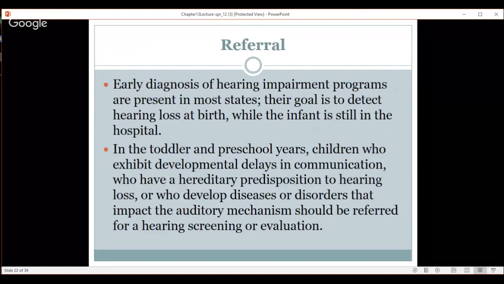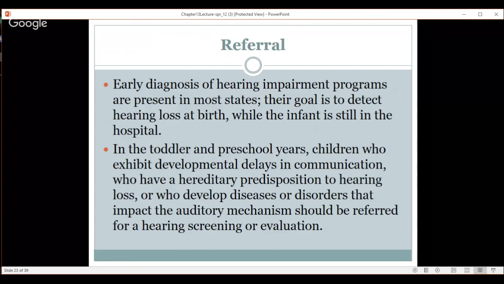Looking at those a little bit more individually, the referral. Early diagnosis of hearing impairment programs are present in most states. Their goal is to detect hearing loss at birth while the infant is still in the hospital. So in the toddler and preschool years, children who exhibit developmental delays in communication, who have a hereditary predisposition to hearing loss, or who develop diseases or disorders that impact the auditory mechanism, should be referred for a hearing screening or an evaluation.